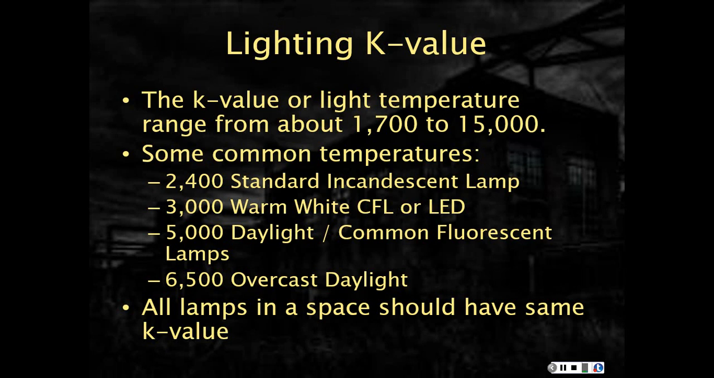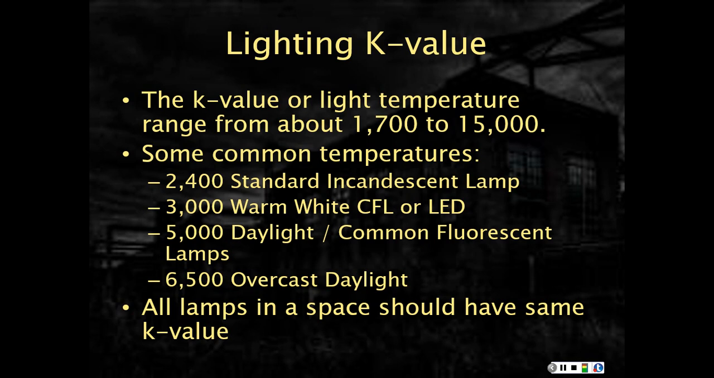So K value, or lighting temperature, the full range is about from 1700 down in the ultra warm region up to 15,000. So some of the more common temperatures, like a standard incandescent lamp has a K value of about 2,400. If we move up the scale to 3,000, that would be the classification for a compact fluorescent lamp or an LED that's rated warm white.